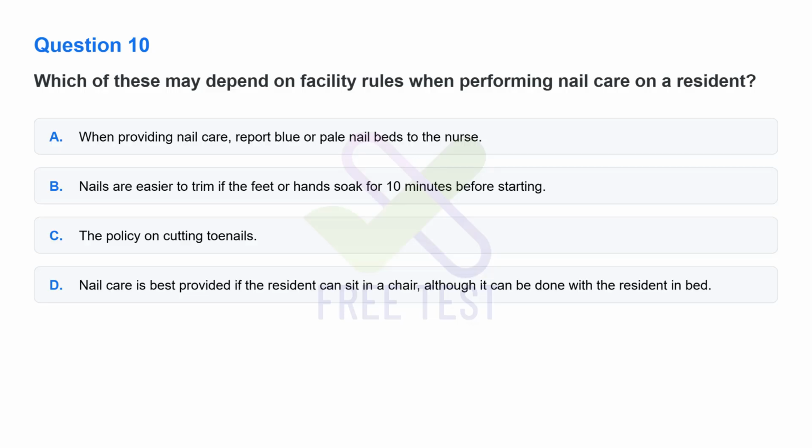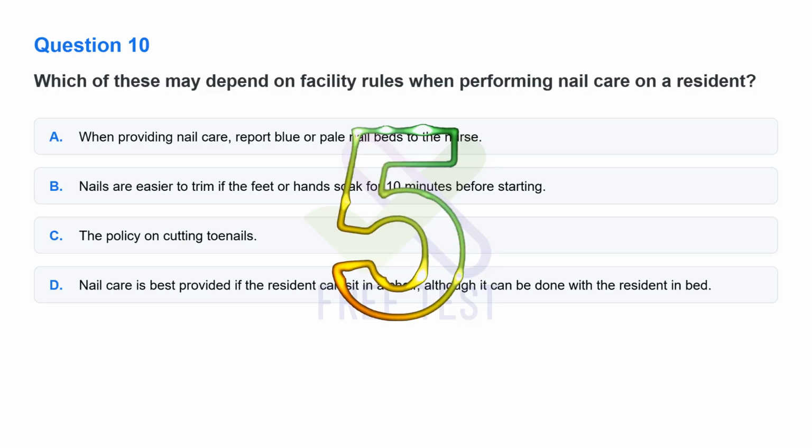Which of these may depend on facility rules when performing nail care on a resident? A. When providing nail care, report blue or pale nail beds to the nurse. B. Nails are easier to trim if the feet or hands soak for 10 minutes before starting. C. The policy on cutting toenails. D. Nail care is best provided if the resident can sit in a chair, although it can be done with the resident in bed.